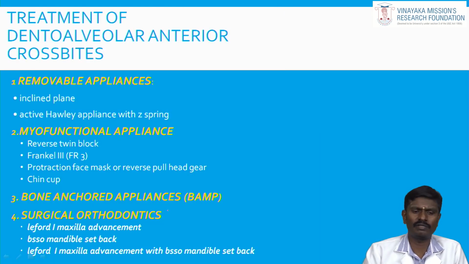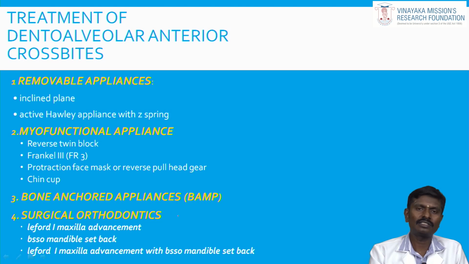So coming to the treatment of dentoalveolar crossbites. You can do it with a removable appliance, myofunctional, surgical, or bone anchored myofunctional appliances. Removable appliance, we all know, is a simple inclined plane, or the active Hollis appliance with the Z spring. These cases we will see in later slides. Myofunctional appliances include reverse twin block, Frankel, protraction face mask, reverse headgear, chin cup. Bone anchored myofunctional appliance is nothing but using screws or plates in the maxilla and the mandible intraorally.